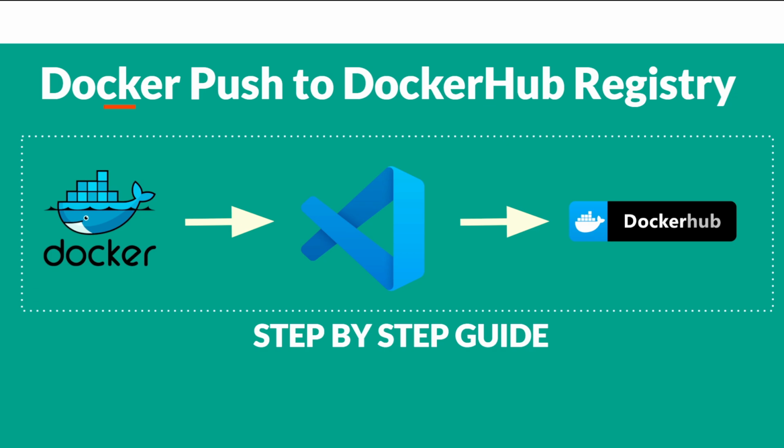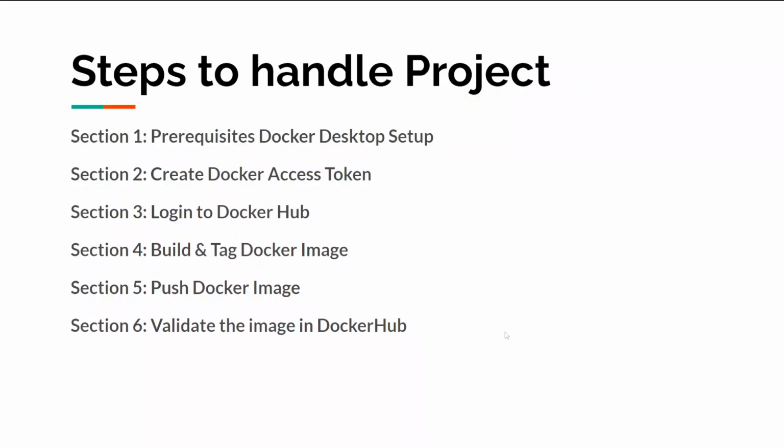So in this session, we are going to check the Docker push to the Docker Hub registry from the Windows system, and we'll go by the step-by-step guide here, what steps are involved, and we'll see how we can push the Docker image to the Docker Hub.